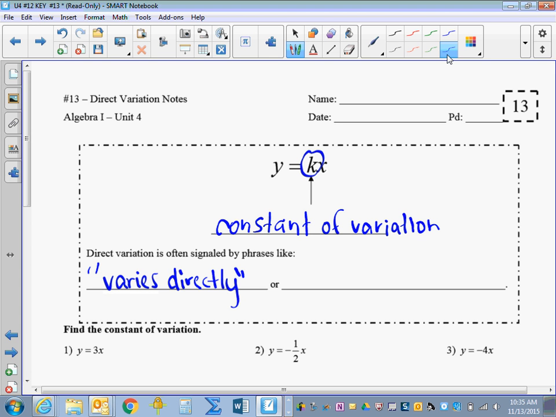All right. Or you might see directly proportional to.